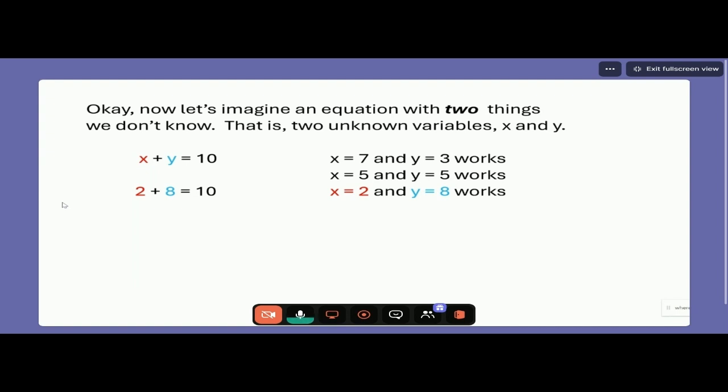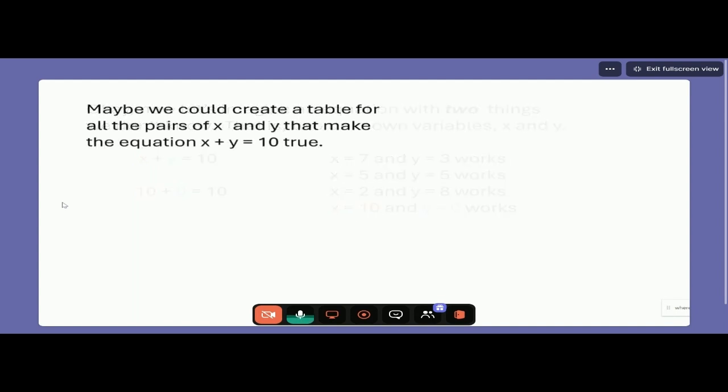And we could keep going. How about X equals 10 and Y equals 0? That works, right? Nothing wrong with Y being 0. So 10 plus 0, we get a true statement. And so that's getting a bit cumbersome listing all of our answers like that. So how about we try putting them in a table instead? It'll save us a little bit of time.